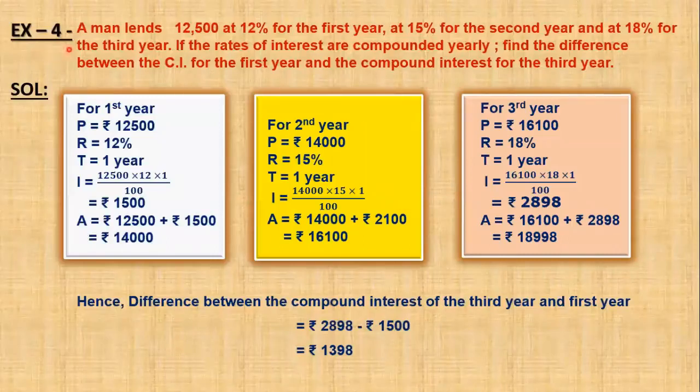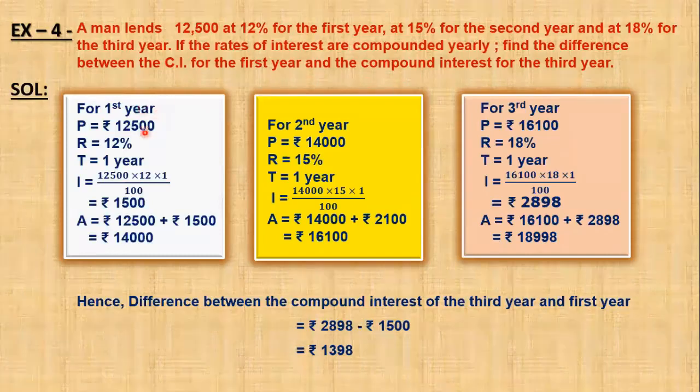Example 4. A man lends 12,500 at 12% for the first year, at 15% for the second year, and at 18% for the third year. If the rates of interest are compounded yearly, find the difference between the compound interest for the first year and the compound interest for the third year.